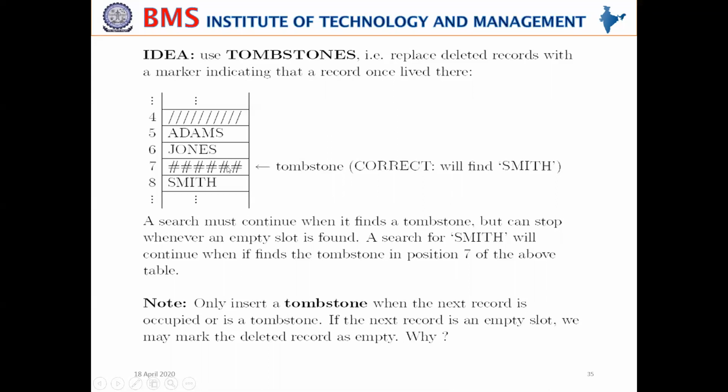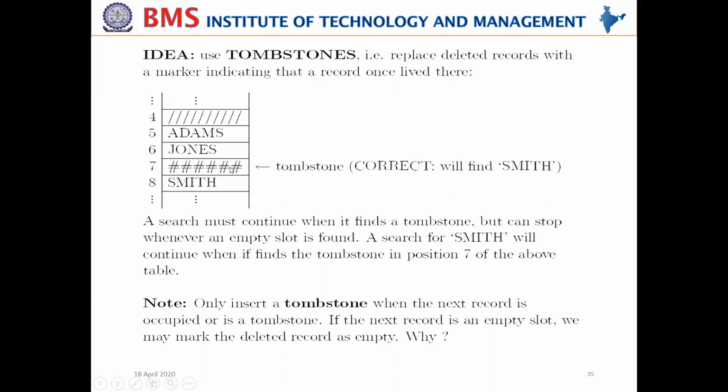Once you delete any record, you use some special marker. You can use any marker, it need not always be this hash. But you have to specify its appropriate meaning. It doesn't mean that it's the end of the file. A search must always continue when it finds a tombstone. Whenever the tombstone is there, your search should not stop there. It should continue further, but can stop whenever an empty slot is found. A search for Smith will continue when it finds the tombstone.